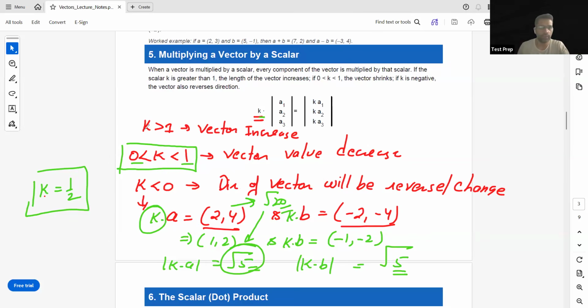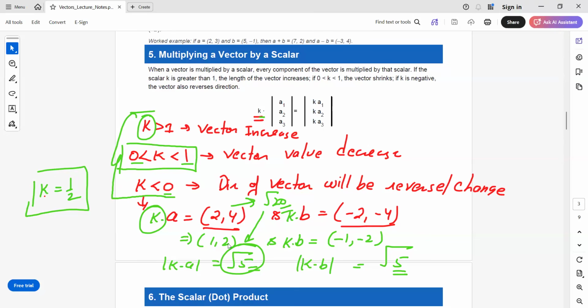Now is it clear to everyone? This is very important. The examiner can ask: when we multiply any vector by a number greater than 1, or a number between 0 and 1, or less than 0, what will be the effect on the vector? Either it will change its direction, its value will decrease, or its value will increase. It totally depends on the value of k, whether it lies above 1, between 0 and 1, or below 0. Now is it clear to everyone how the property of k works? I think everyone has understood. Yes.